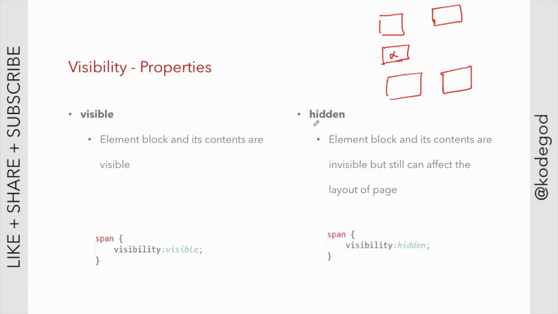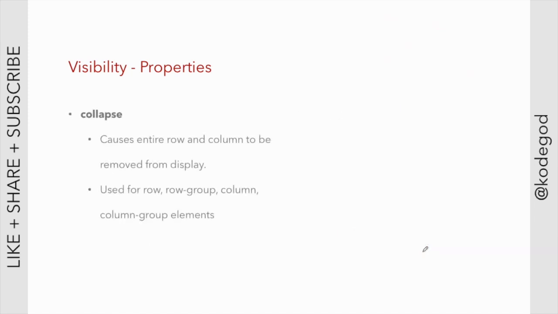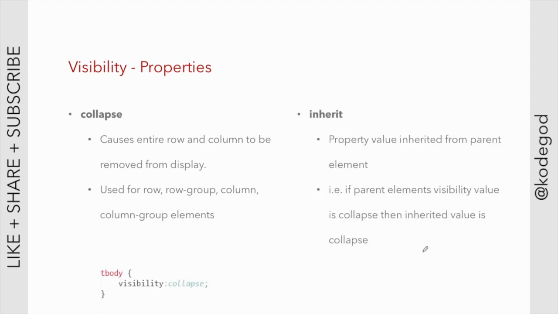You can write these values like this: visibility colon visible and visibility colon hidden. Next we have collapse. With the collapse value, the entire row or the column can be removed from the display, and it is used for row groups, column and column group elements. And then we have inherit. We know that when it is used, it just inherits the property value set for the parent. So for example, if your parent has the value set as collapse, then it will be inherited as it is.